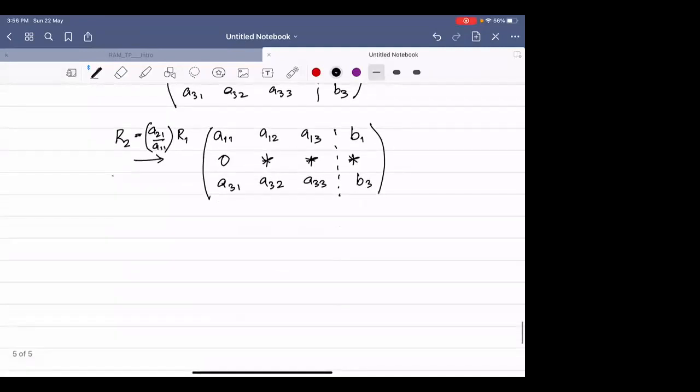Okay, the next step I want to do is make A31 0. How would I do that? This is going to remain as it is. This has become 0.